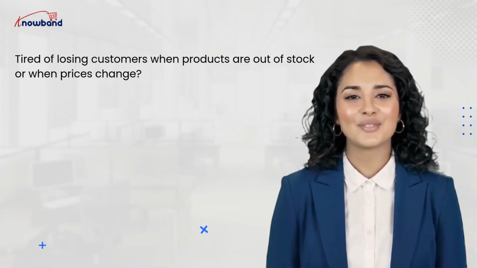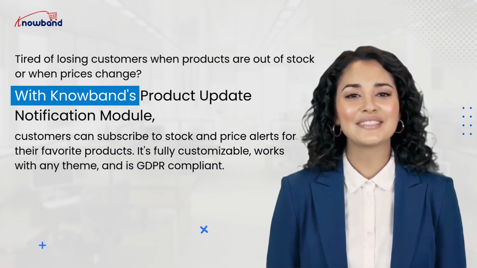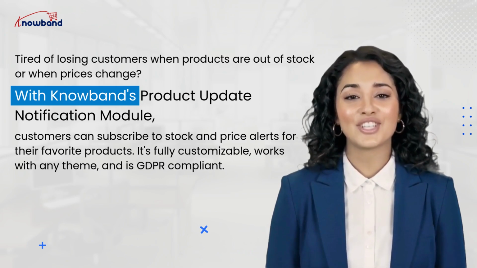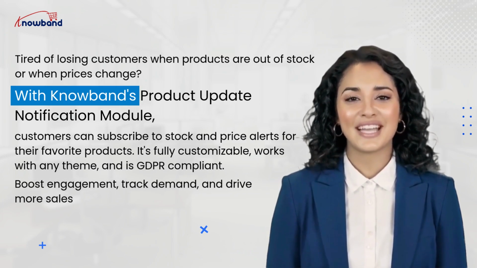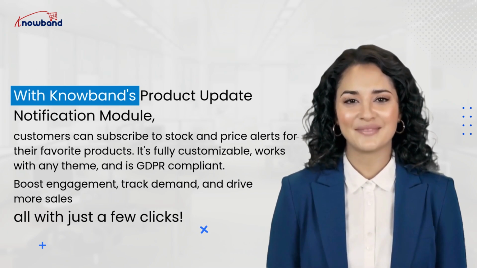Tired of losing customers when products are out of stock or when prices change? With Knowband's product update notification module, customers can subscribe to stock and price alerts for their favorite products. It's fully customizable, works with any theme, and is GDPR compliant. Boost engagement, track demand, and drive more sales, all with just a few clicks.